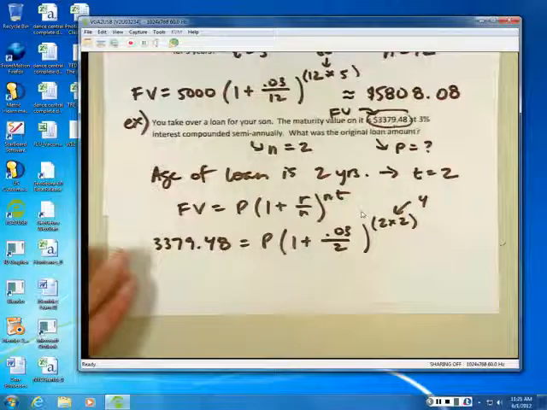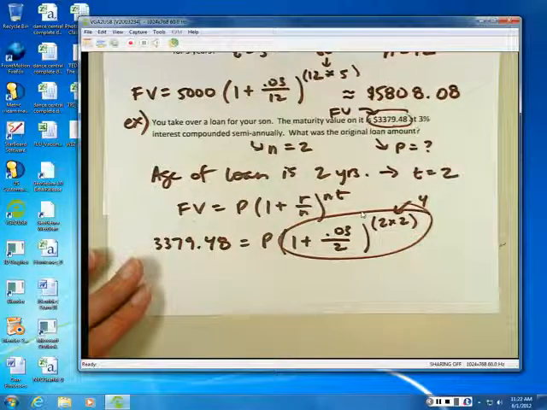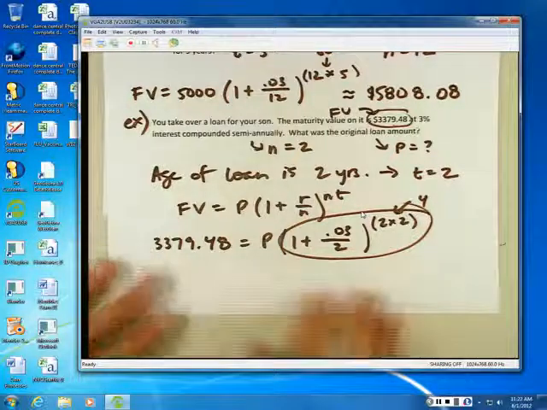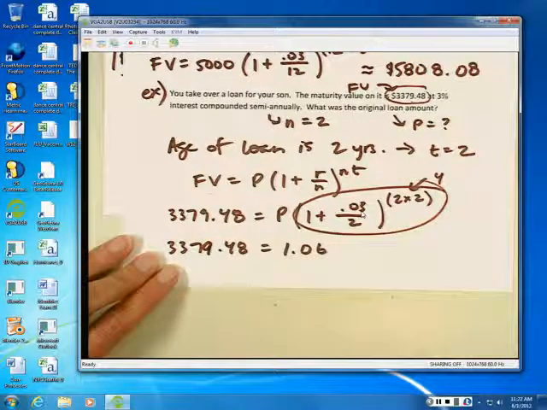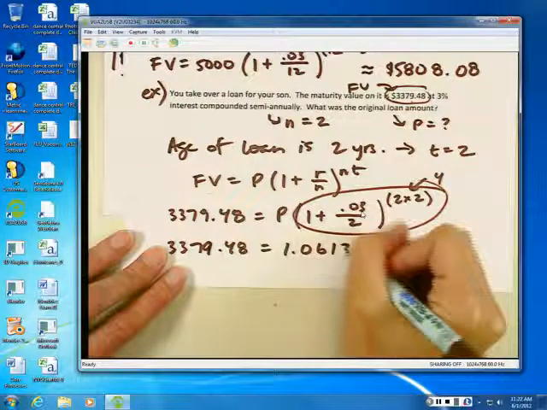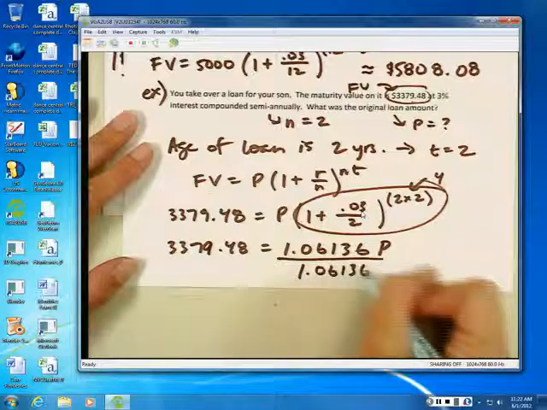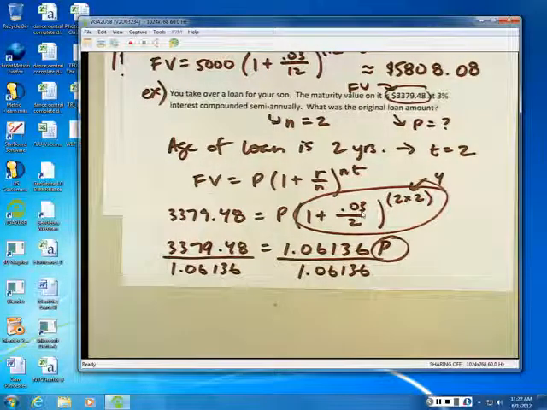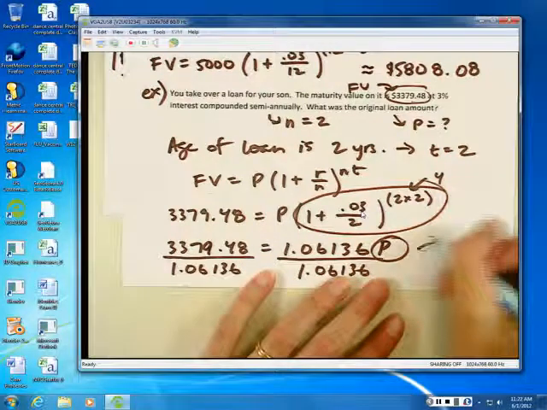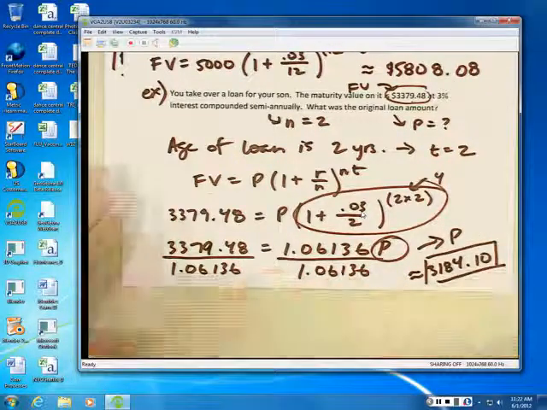So as I do my calculations, I'm going to do this right here first. 1 plus 0.03 divided by 2, and I'm going to raise that to the 4th power. So I end up with 3,379.48 equals 1.06. I'm going to keep a bunch of decimal places for a minute. 1.06136 P. Divide both sides by 1.06136 to get P by itself. 3379.48 divided by 1.06136. And that original loan amount, P, was about $3,184.10. So that was the original loan amount 2 years ago.